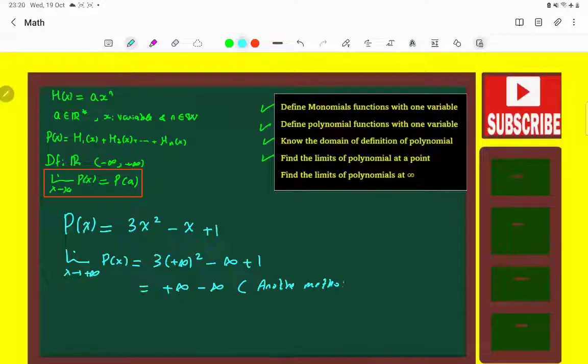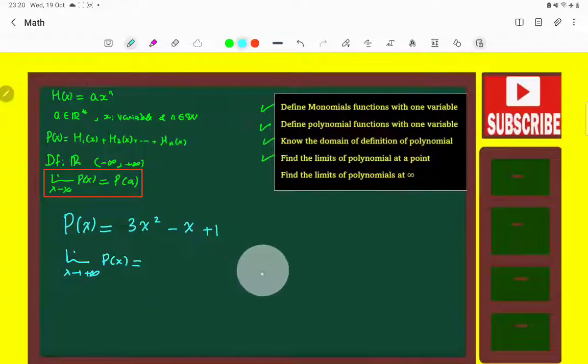But what shall we do in this situation? All you need to do is to go back to the polynomial and choose the term with the highest power, or the term that has the degree. In my case here, 3x power 2 is the term with the highest degree. Then simply this limit will behave as the limit of 3x power 2.